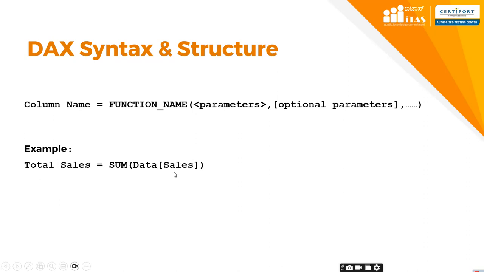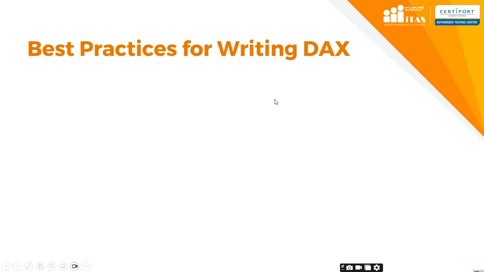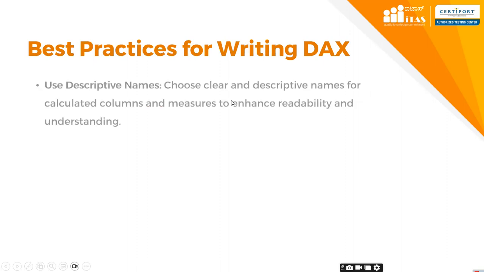Data of sales, whatever we have, this is nothing but the column name, the columns which we have imported. So you can see that column. Those are called the parameters. Parameters are nothing but the arguments or the column name which we pass for this particular function name. Okay, so keep this in mind. All this theory, the slides I'm showing, I'll show you practically while working in Power BI. Okay, best practices. What are the best practices we have to maintain?